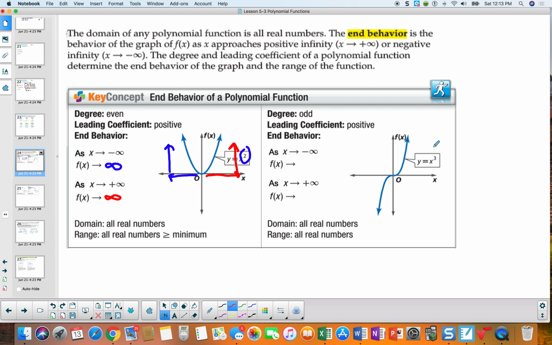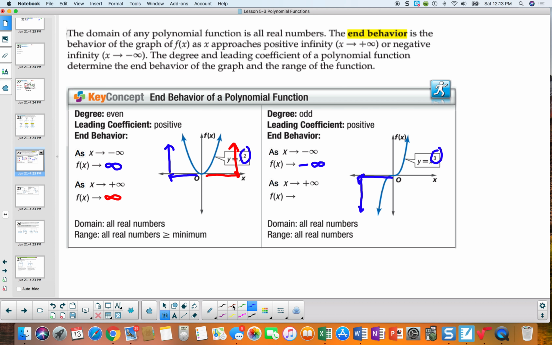Let's take a look at an odd function. How do I know it's an odd function? The way I know that is that it's to the third power. And let's take a look at what happens as x approaches negative infinity. So as x goes in this direction, I look at the y's. The y's are going down, so we say it's negative infinity.